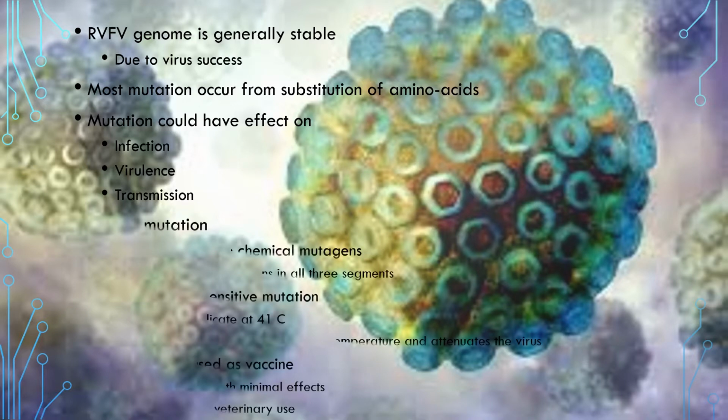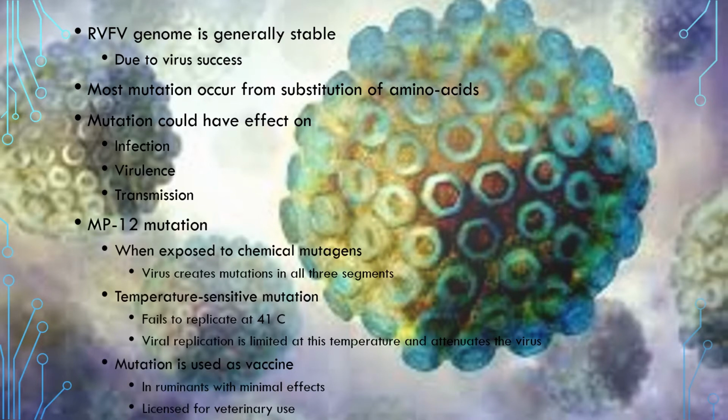This virus is not particularly prone to mutations, but does have a temperature-sensitive mutation. The most important mutation this virus undergoes is the MP12 mutation. When this genome is exposed to chemical mutagens such as 5-fluorouracil, it creates mutations in all 3 of its genome segments. The mutations in the M and L segments significantly lessen the effect of the virus, with the S segment contributing a small impact to lessen the effect of the virus.